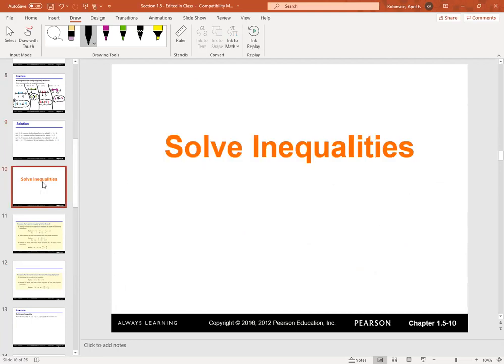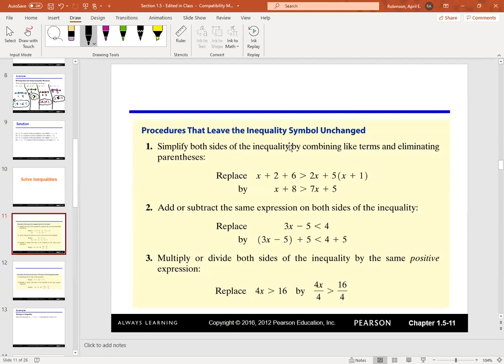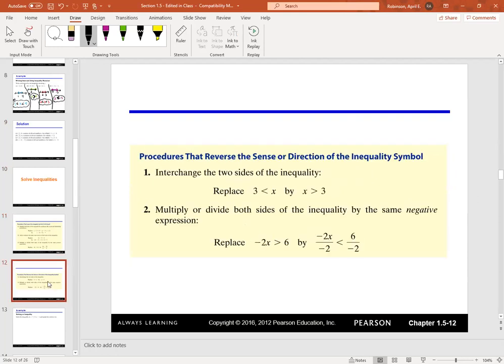Okay, so we are now going to move on to solving inequalities. The steps that you take for solving an inequality are the exact same steps that you take if you're solving an equation. It's just that there's one extra step, and that would be this step right here. Or this one, actually.